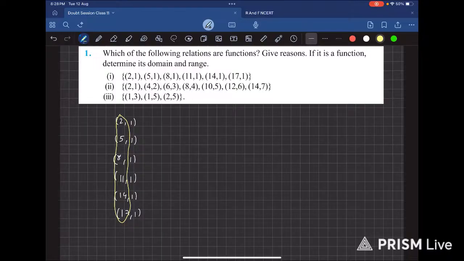If it does not repeat, then it is a function; if it is repeating, then it is not a function. So it is not repeating: 2, 5, 8, 11, 14, 17 are different values, therefore the first one is a function. And if I have to write the domain, then the domain will be the first values: 2, 5, 8, 11, 14, 17, and the range will be the second values, only 1. This is how we will write it.